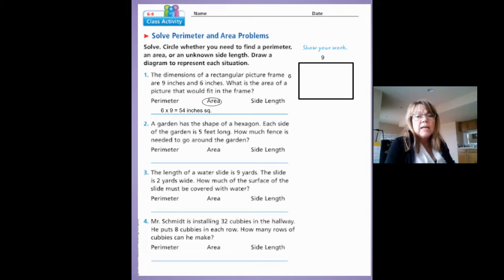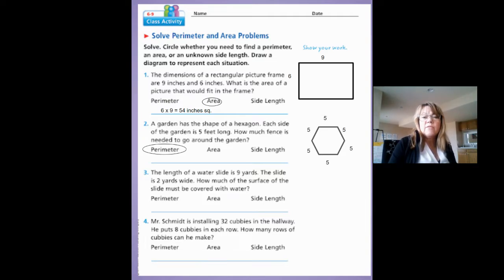Okay? And it needs to be going around the garden. So something going around it is your perimeter. So circle perimeter. And then you're going to draw a hexagon. And it said all the sides are about the same size. So make them close to the same size. And then you're going to put a 5, 6 5s to be exact, all the way around. And the equation would be adding each of those sides. And we know that 6 5s is 30. Or count by 5s, 5, 10, 15, 20, 25, 30. Okay? And it's just feet when we're finding perimeter.